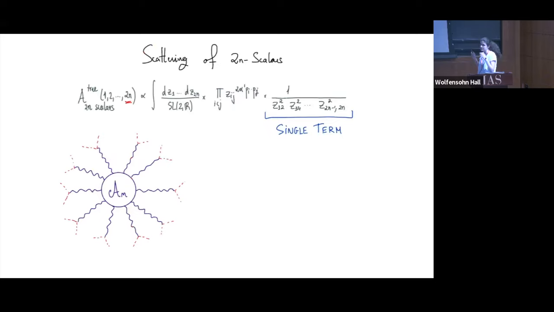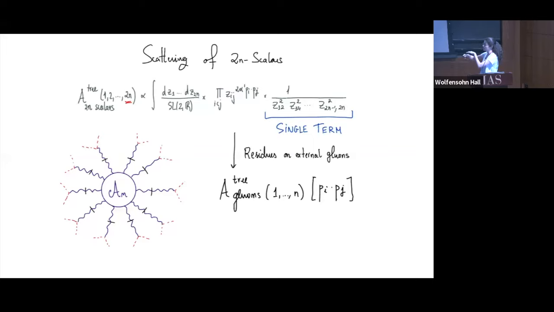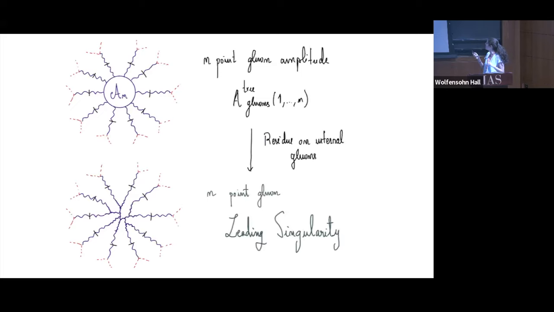And so starting from this point, all we need to do is take residues all the way down until we reach the gluon leading singularity. So first we start by putting the external gluons on shell, and this will land us on the tree level gluon amplitude. And then if we further make the internal gluons on shell as well, we will eventually end in the full leading singularity.